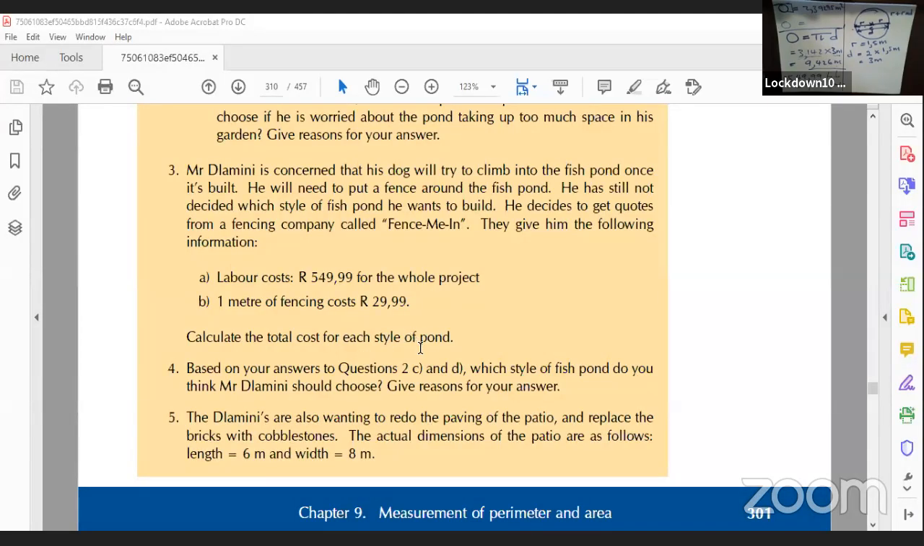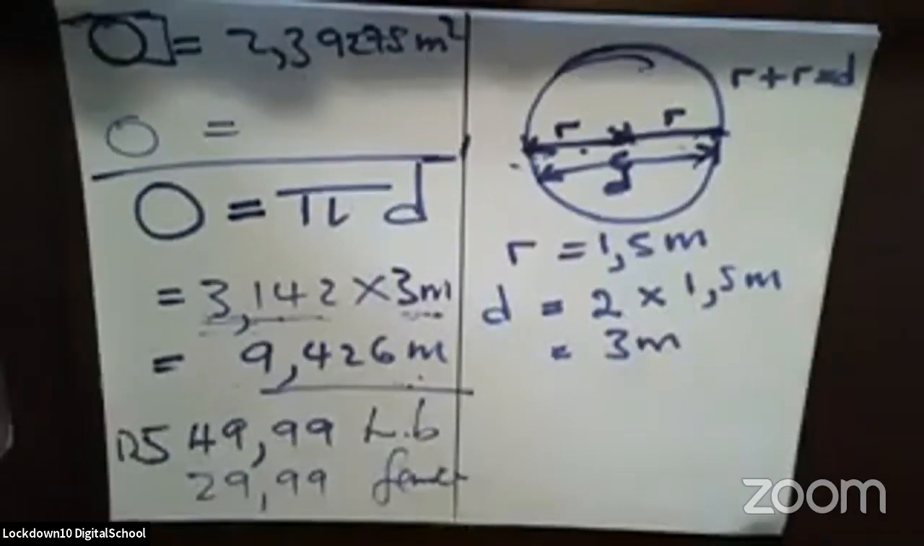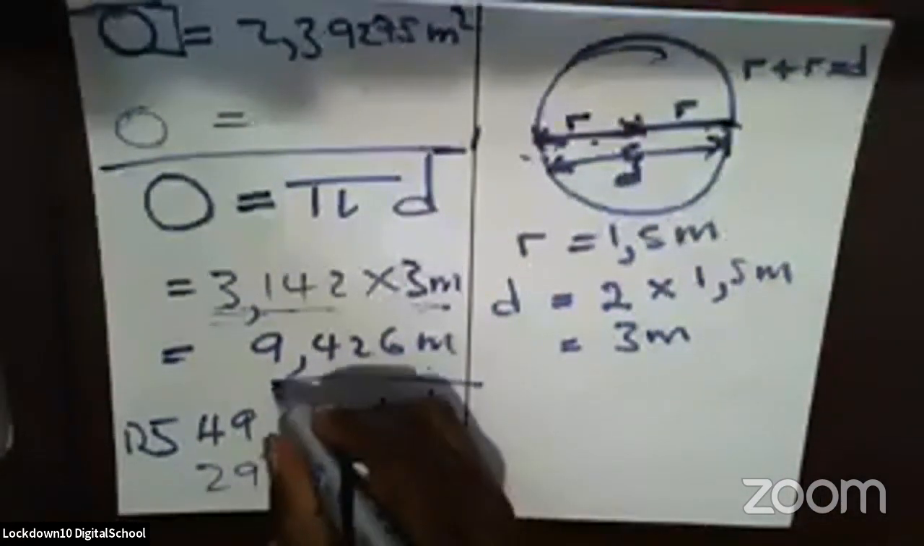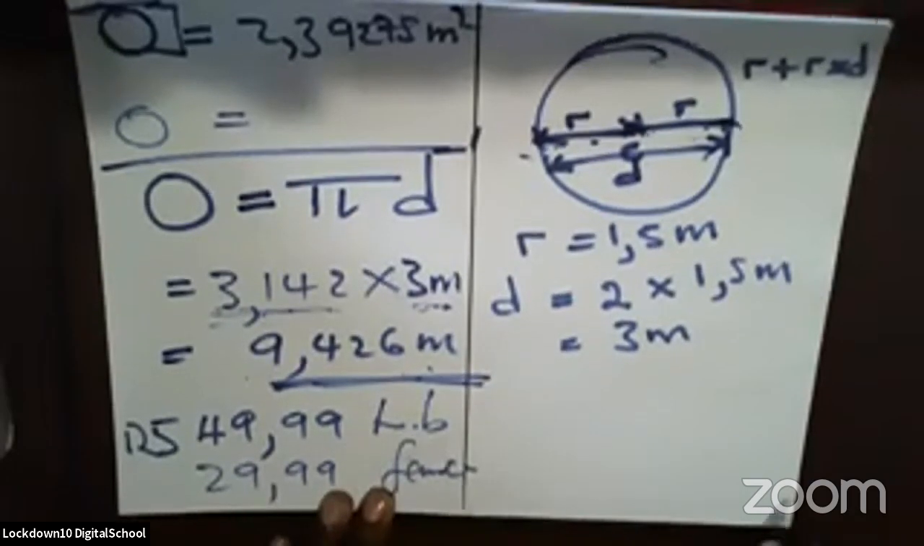The question is, calculate the total cost of each style of pond. What do we have now? We have the value for the cost, and we have figured out that the circumference of the circular pond is actually equal to 9.426, isn't it? Okay, so let's go down to the calculations. We need to make use of this value we have here.